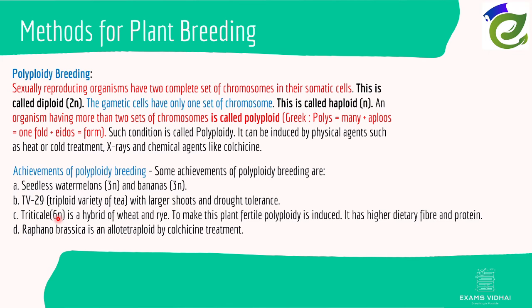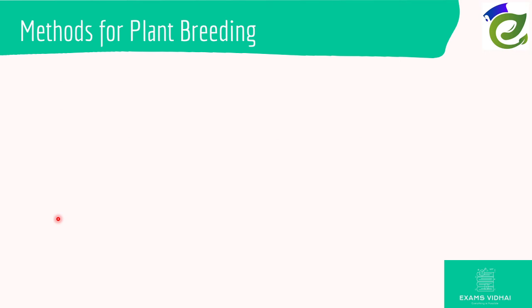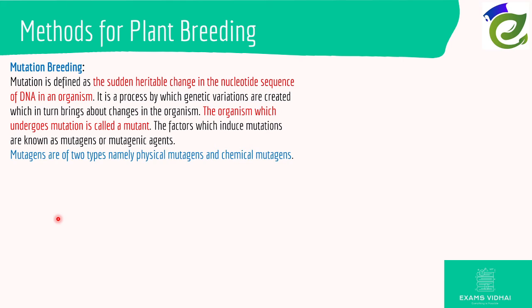Now we'll look into the next part of plant breeding, mutation breeding. Before we go into mutation breeding, we need to know what mutation is. Mutation is defined as the sudden change in the nucleotide sequence of the DNA in an organism. This is caused by physical mutagens and chemical mutagens.